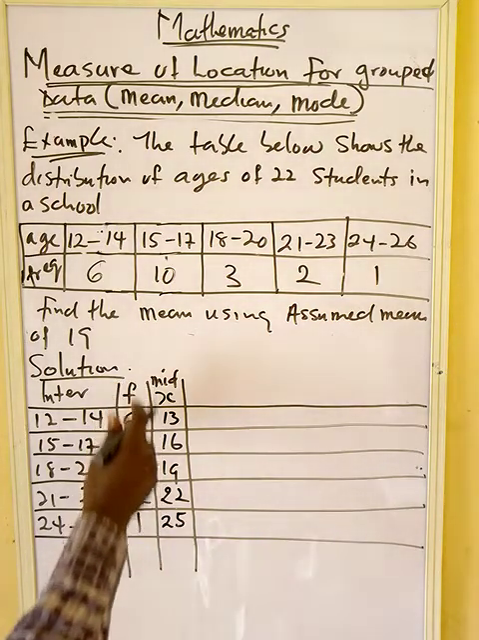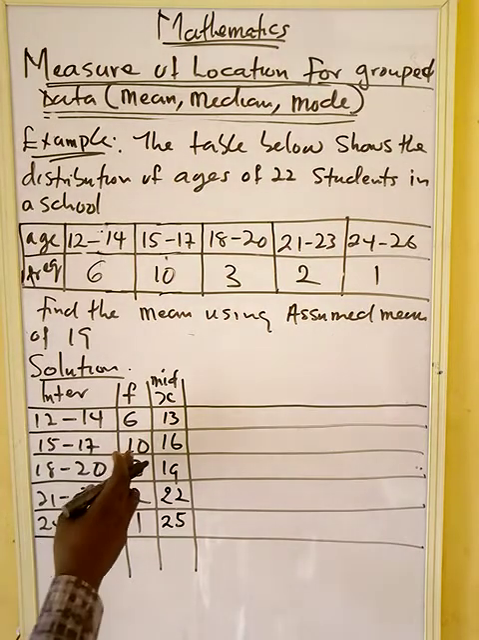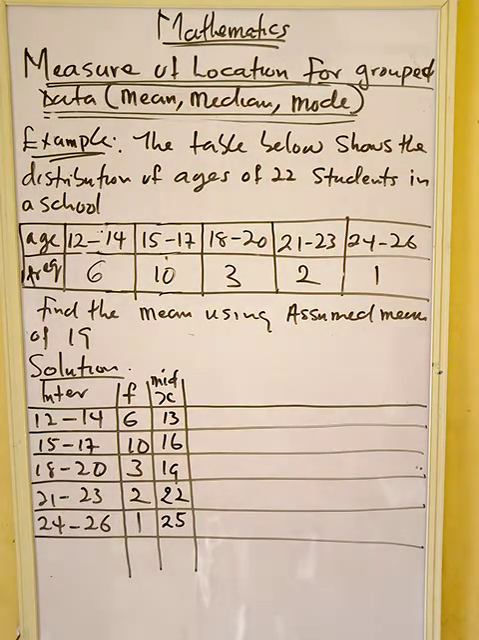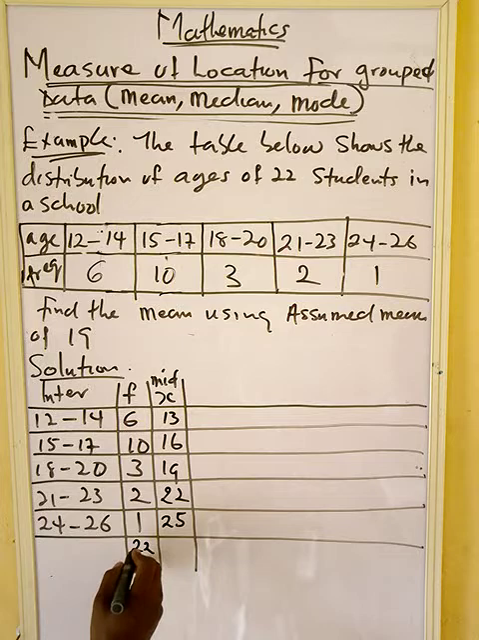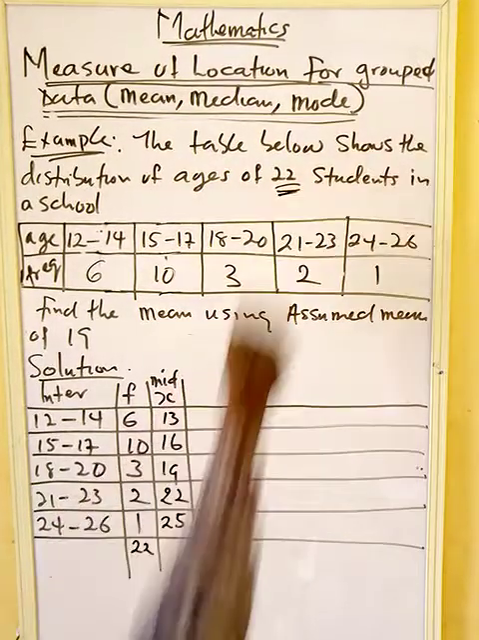So let us add our frequency. 6 plus 10 will give us 16. 16 plus 3 will give us 19. 19 plus 2 will give us 21. 21 plus 1 will give us 22. So it must be tallying with this. The frequency must be the same with this.